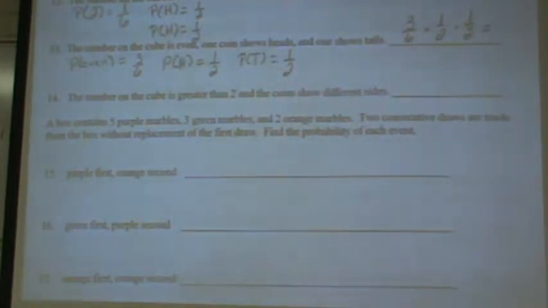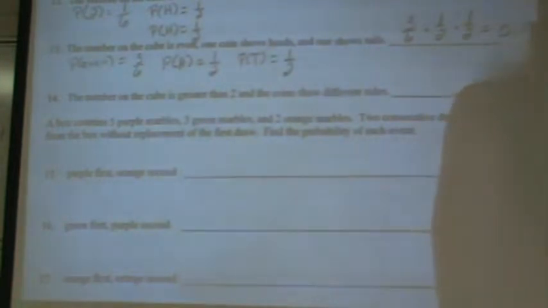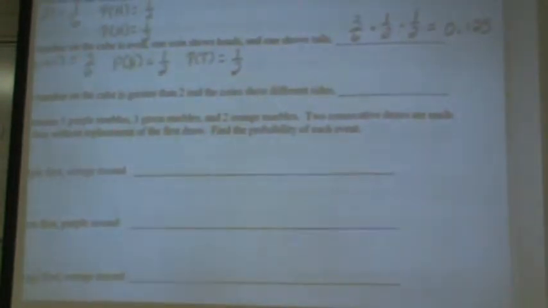And that's going to give us a decimal of 0.125 when we multiply through.